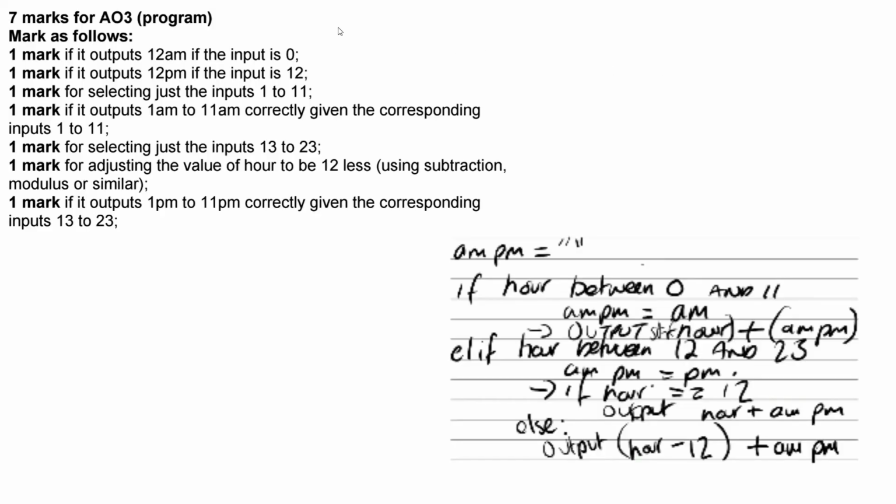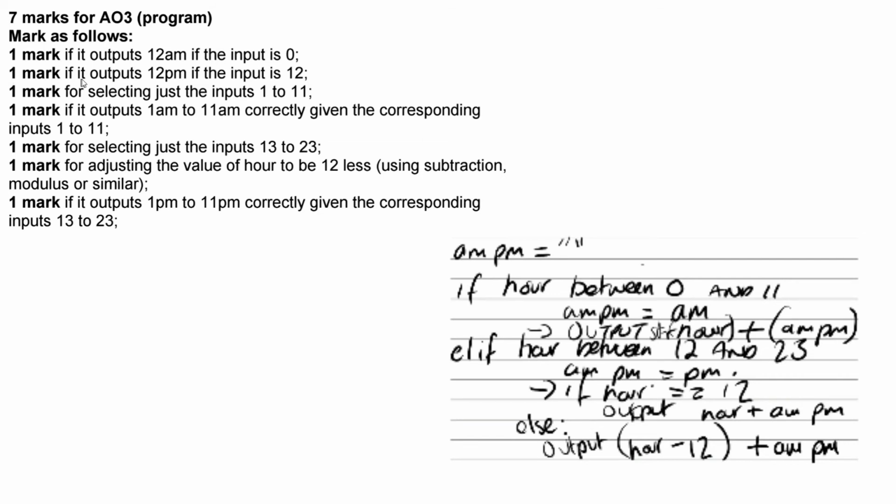So here's the marking criteria, and I've already spotted 1 mark that I've lost here, which is a little bit frustrating, but this is why it's important to really thoroughly check every part of your pseudocode before moving on. So here we go, 1 mark if it outputs 12 AM if the input is 0. So let's have a look here. If hour between 0 and 11, then it outputs the hour with AM. So it would have done the AM, but it would have put 0 AM. So that would have been wrong. So I'd have got a big fat cross on that one.